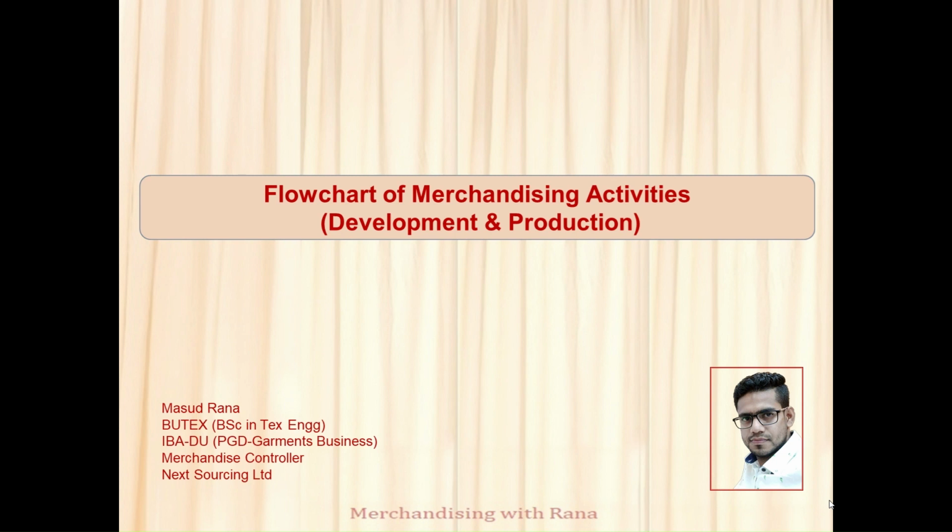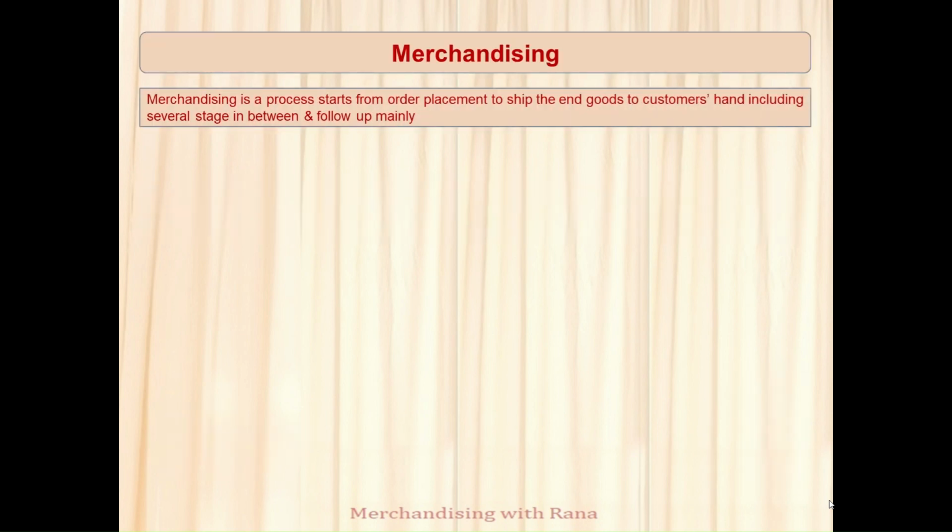Hello viewers. Today we are going to discuss the flowchart of merchandising activities, development and production. Merchandising. I have discussed what merchandising is in my earlier video, but let me give you a quick brief. Merchandising is a process that starts from the order placement to shipping the end goods to the customer, including several stages in between. But especially follow-up is the main task for a merchandiser.